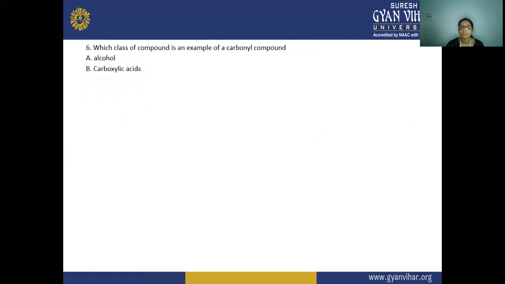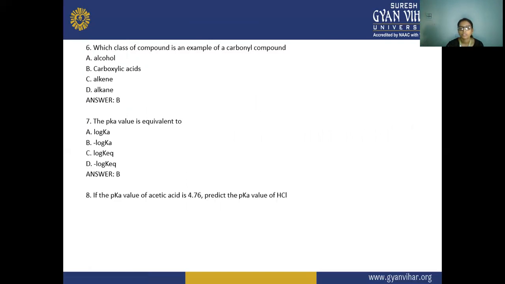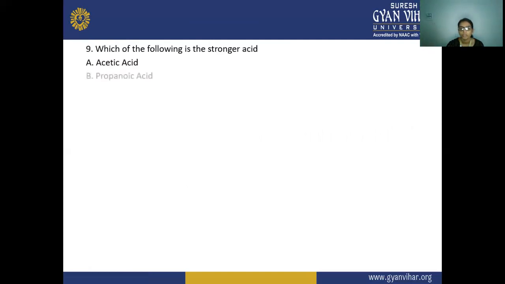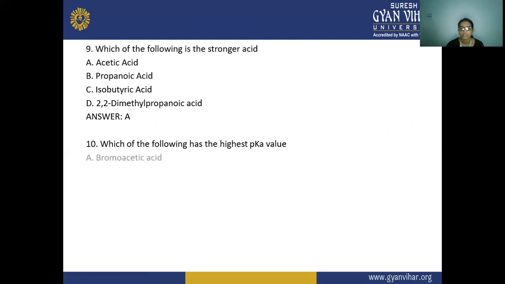Which class of compound is an example of a carbonyl compound? That is carboxylic acid. The pKa value is equivalent to minus log Ka. The pKa value of acetic acid is given, and HCl is minus 7. Which of the following is a stronger acid? That is acetic acid. Which of the following has the highest pKa? That is hydroxyacetic acid.